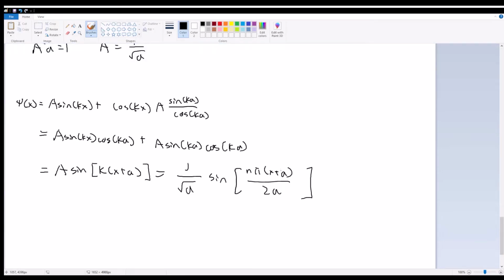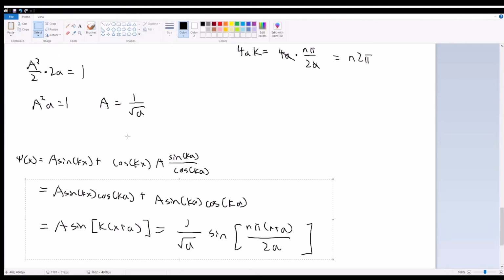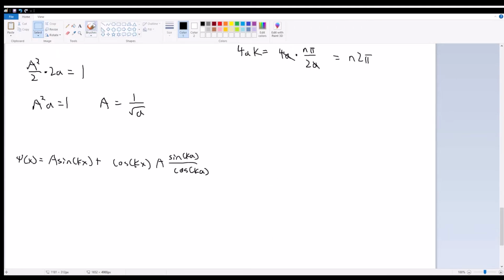Apologies, I just realized after looking back that I might not have been entirely clear on how I proceeded with this step. So let's look at this again really quickly. What I did here was I multiplied everything by cosine Ka over cosine Ka. So let me do this in red. I multiplied by cosine of Ka over cosine of Ka.